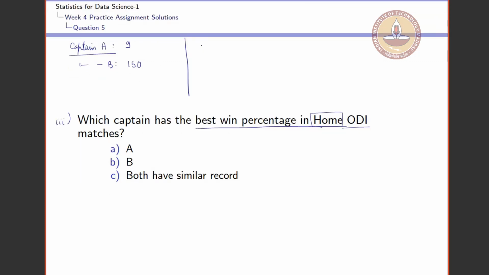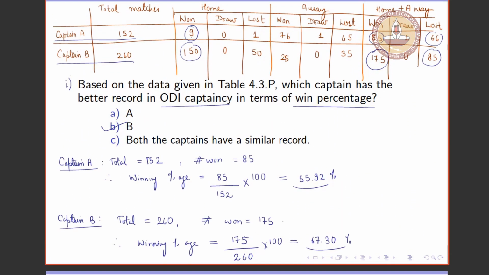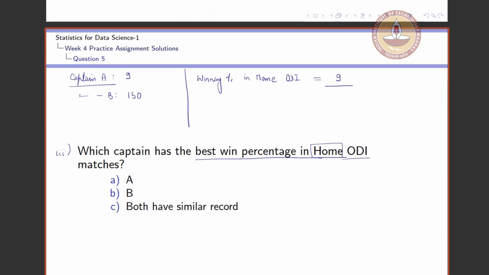Therefore, the winning percentage for Captain A in home ODI matches is equal to the total number of matches won by Captain A in home matches, that is 9, over the total number of matches played by Captain A in home ODI. So 9 matches he has won and 1 match he has lost, so the total number of matches played is 10. So 9 by 10 into 100, that is equal to 90%.